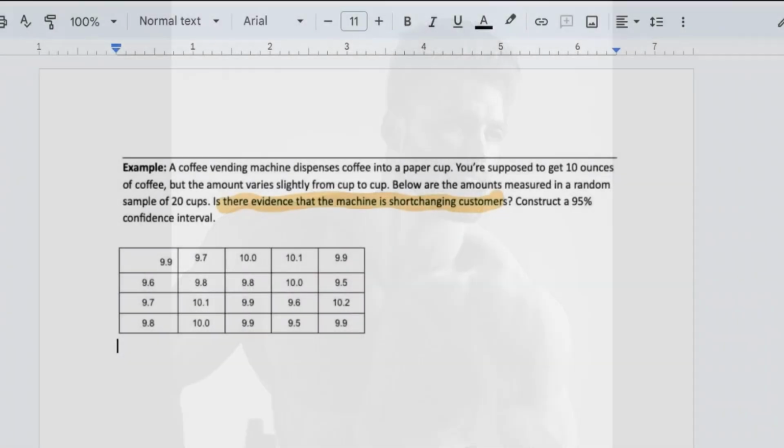Hey guys, today I'm going to teach you how to solve this problem with a confidence interval. Now let's start with the question. A coffee machine dispenses coffee into a paper cup. You're supposed to get 10 ounces of coffee, but the amount varies slightly from cup to cup. Below are the amounts measured in a random sample of 20 cups. Is there evidence that the machine is shortchanging customers? Construct a 95% confidence interval.